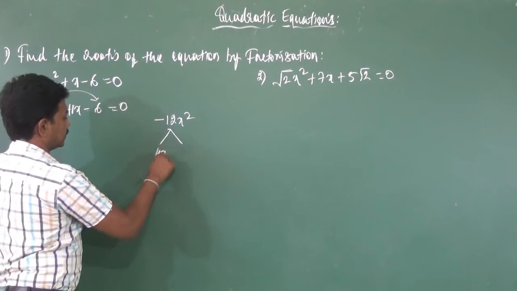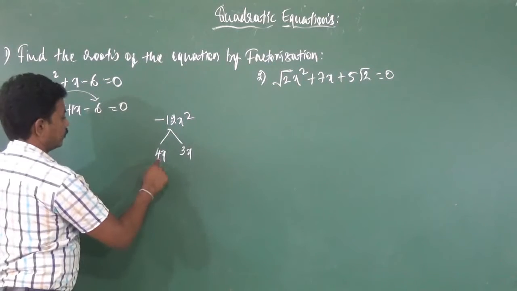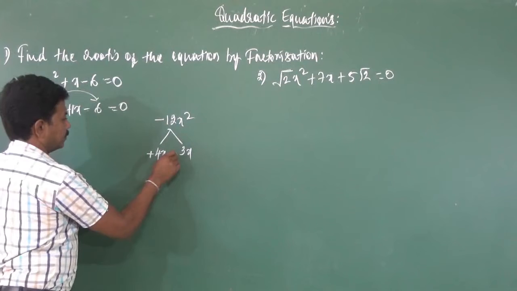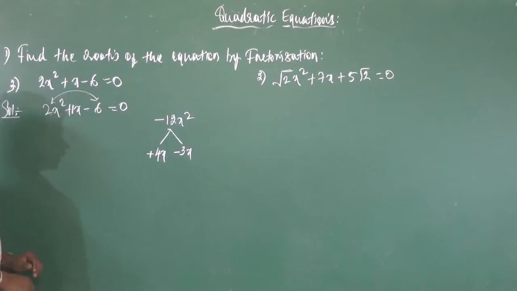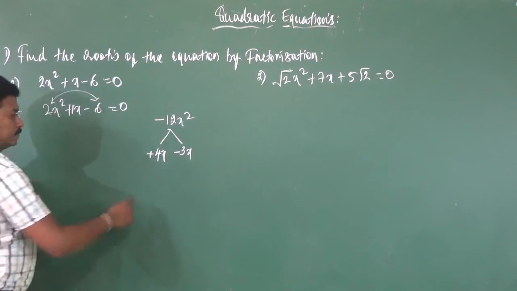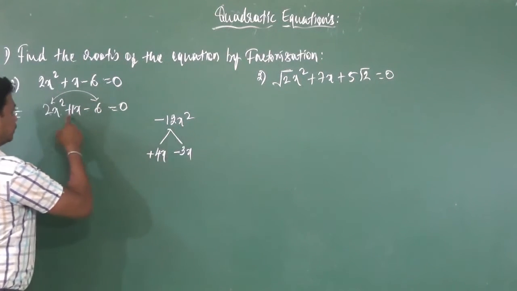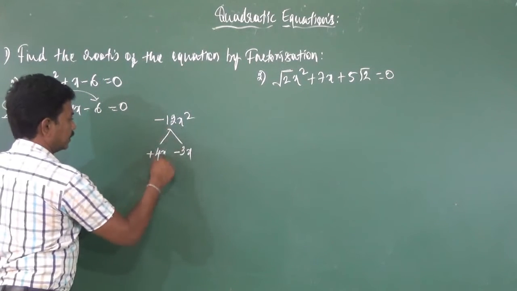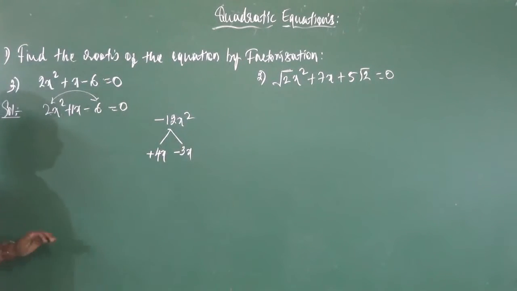So maybe 4x, 3x. 4x plus 3x is plus 7x, it's not possible. So therefore put plus 4x and minus 3x. I hope you can adjust the signs. Plus 4x minus 3x is plus 1x, and plus into minus is minus. 4 3s are 12, x into x is x square.